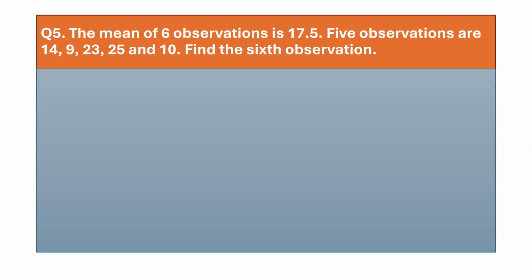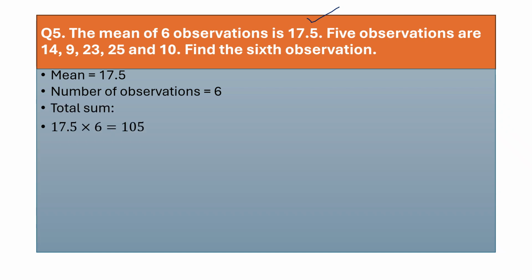Question number 5. The mean of 6 observations is 17.5. 5 observations are 14, 9, 23, 25 and 10. Find the 6th observation. Children, these types of questions are slightly different. So it is very important that you do it step by step. Let's write down what is the mean. Mean is 17.5. What is the observation given? 5 observations are 14, 9, 23, 25 and 10. And we need to find the 6th observation.